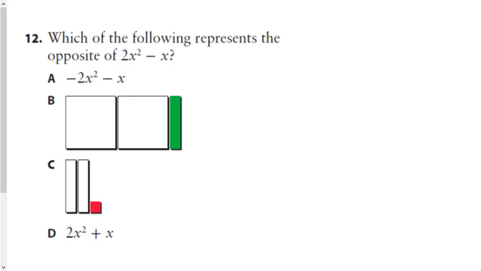Question 12, which of these represents the opposite of this? Well, the first thing I would do if this was a test question was just write it out. What does this say? The opposite would be this, and then you have to look for it. Well, it's not this one, that's for sure, because that's a negative x, not a positive x. Hey, it is this one. Look at that, B right off the bat. Negative 2x squared plus x is the opposite of 2x squared minus x.